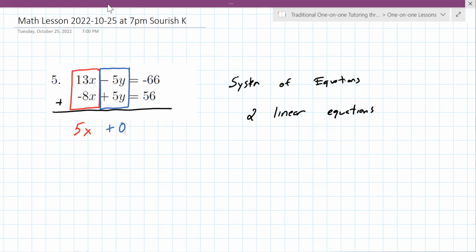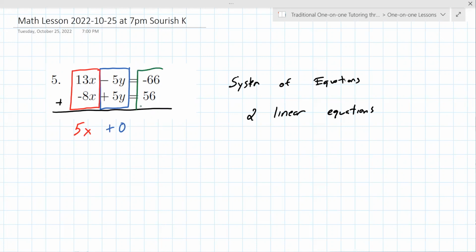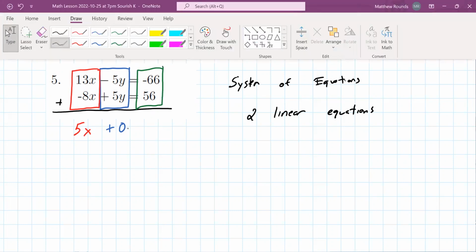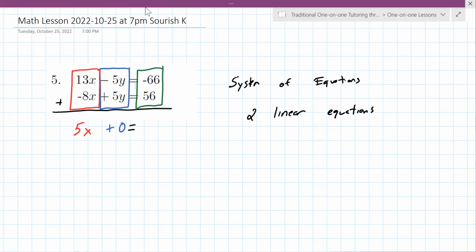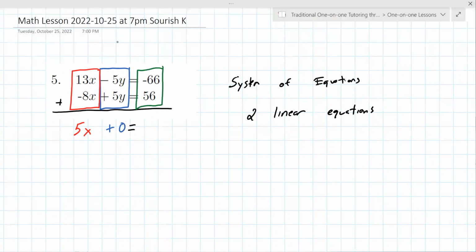Okay, and then let's look at the last grouping. What is minus 66 plus 56? Negative 10. Great. So do you see how the first strategy is to just add them vertically? What we're left with is 5x equals negative 10.